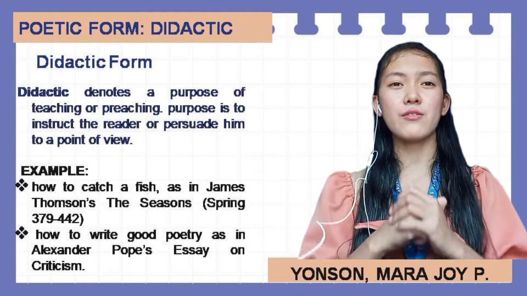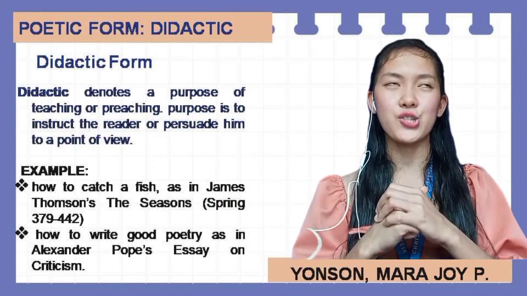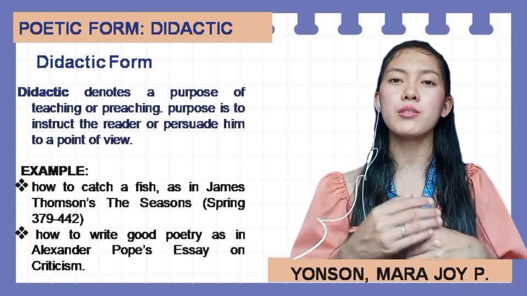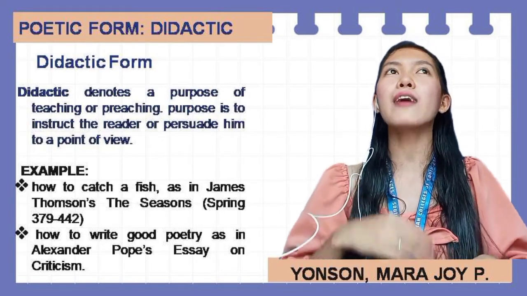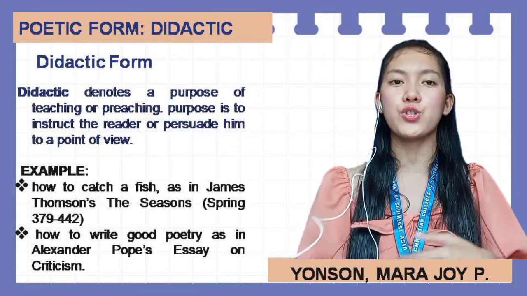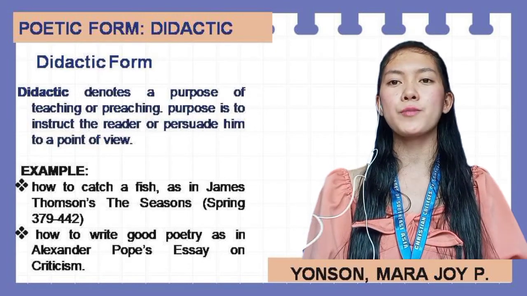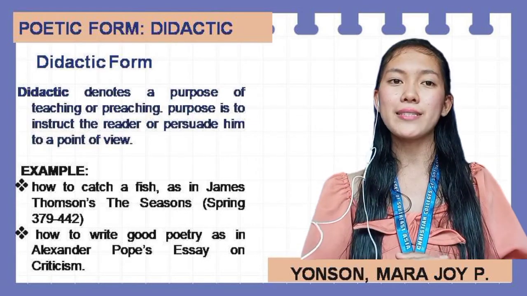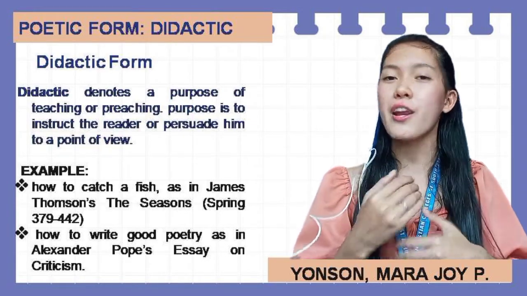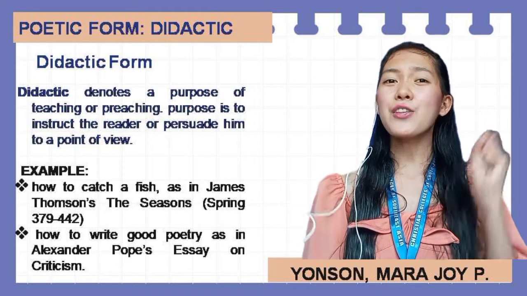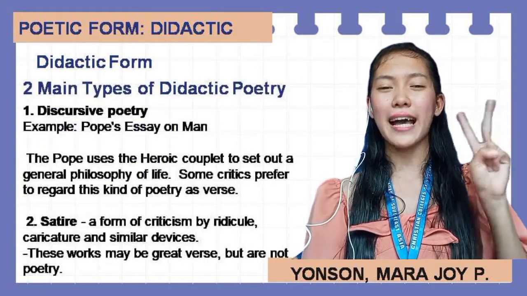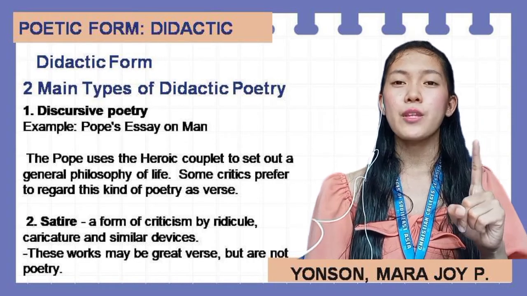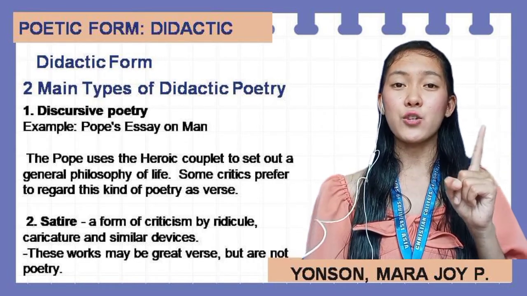And this can take the form of very specific instructions such as how to catch a fish, as in James Thomson's The Seasons, or how to write good poetry, as in Alexander Pope's Essay on Criticism. But it can also be meant as instructive in a general way. And there are two main types of didactic poetry. First is the discursive poetry. Pope's Essay on Man is a good example.